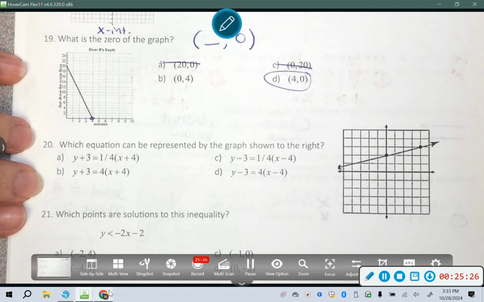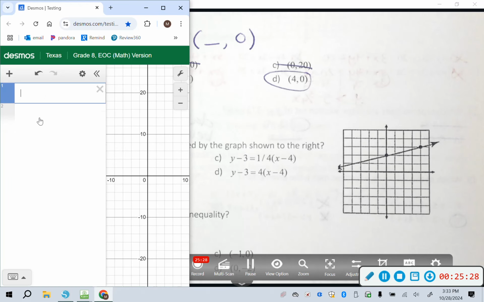However, if you're not sure, go to your calculator. Type 4, comma 0. And is that on my y-axis? No, that's on my x-axis. Oh, that's what I'm looking for, x-intercept. Goodness gracious. So I did it right.